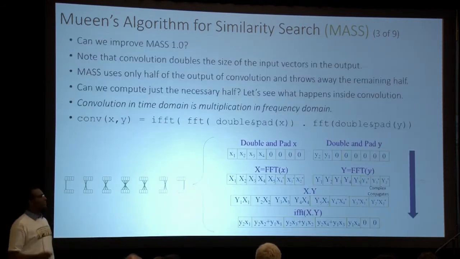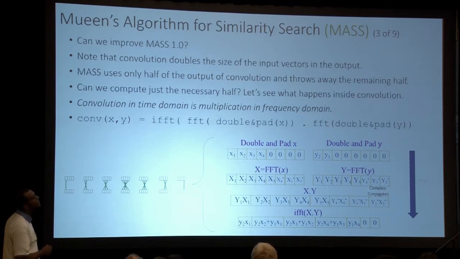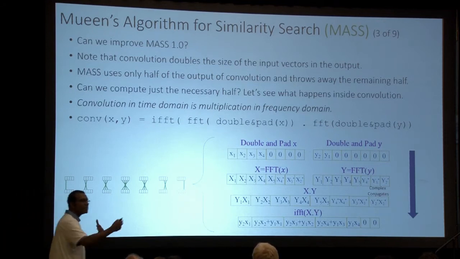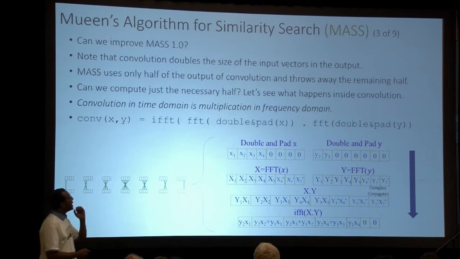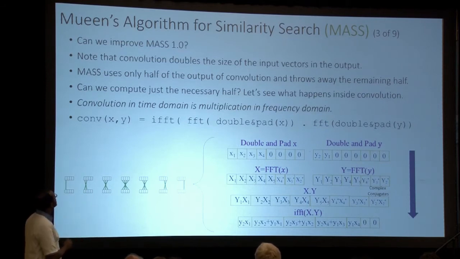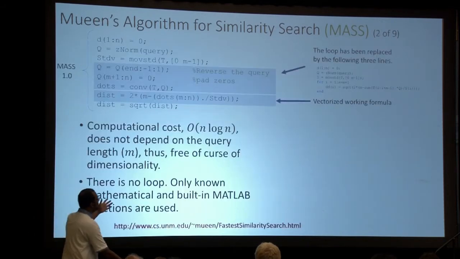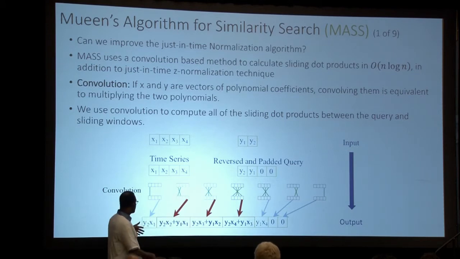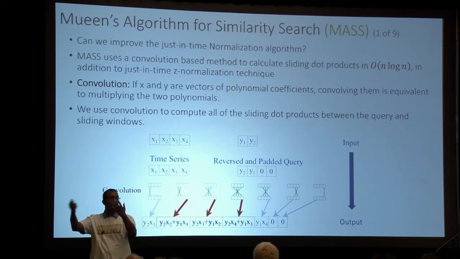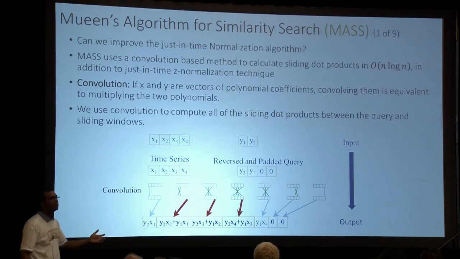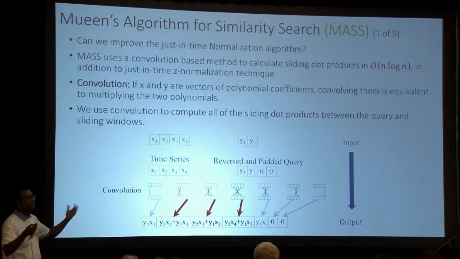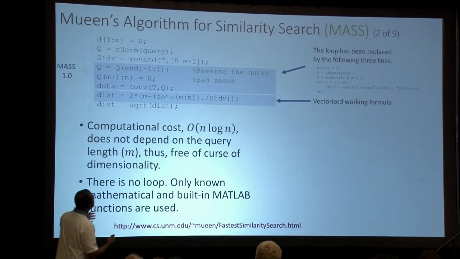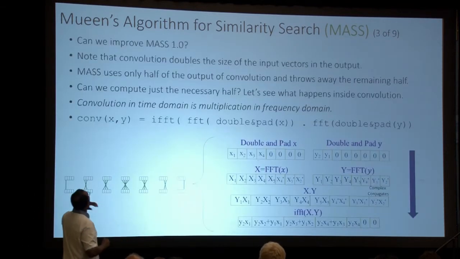So how can we improve it further? The question is, can we improve MASS 1.0? So we have seen the convolution. And the observation is that convolving doubles the size of the input vectors. So if I go back to the previous slide, we convolved, and from the size of 4, we produced 7. So we doubled. 2n minus 1 is the output of convolution of n-sized vectors.